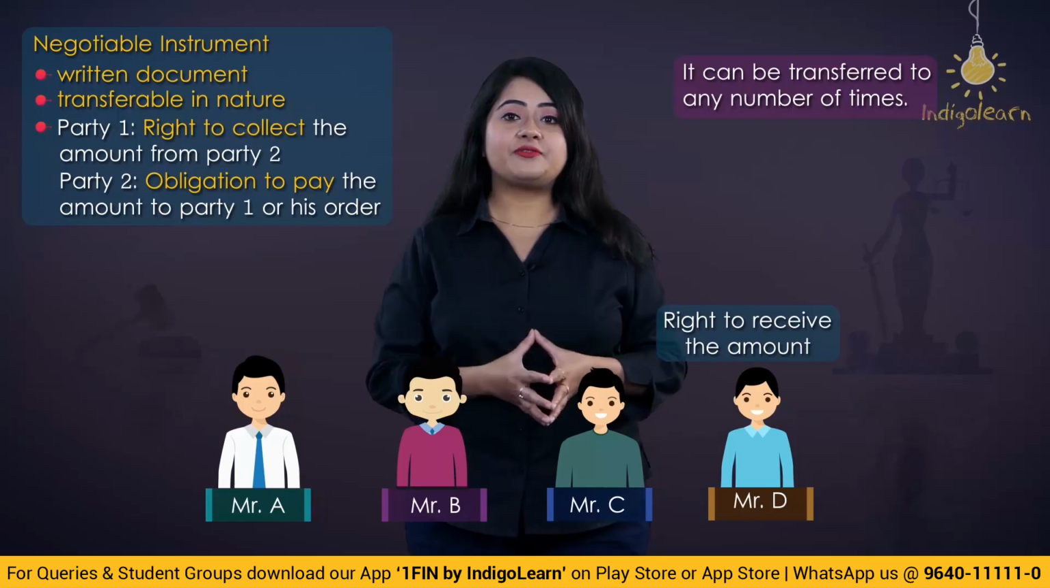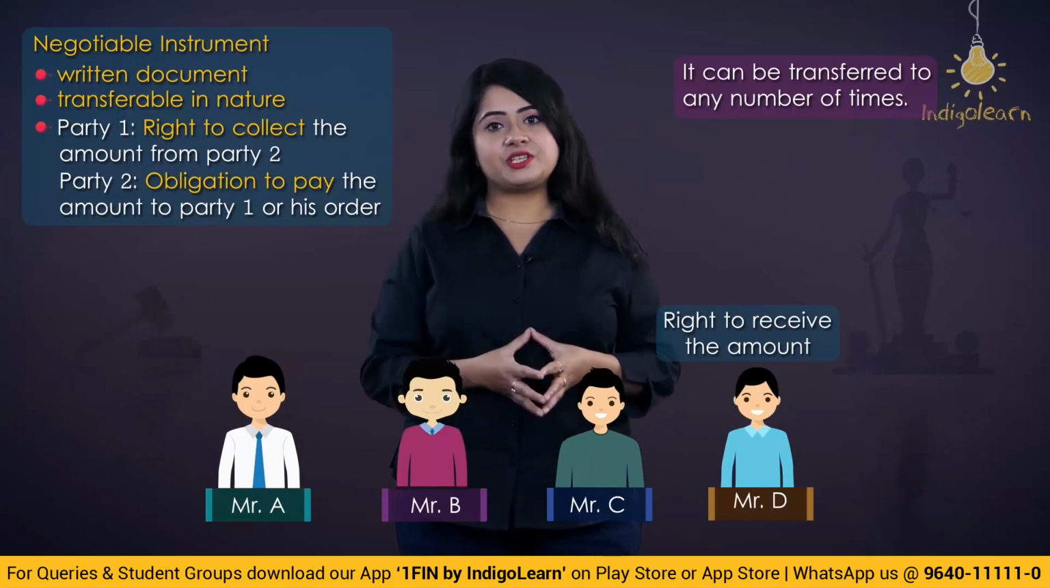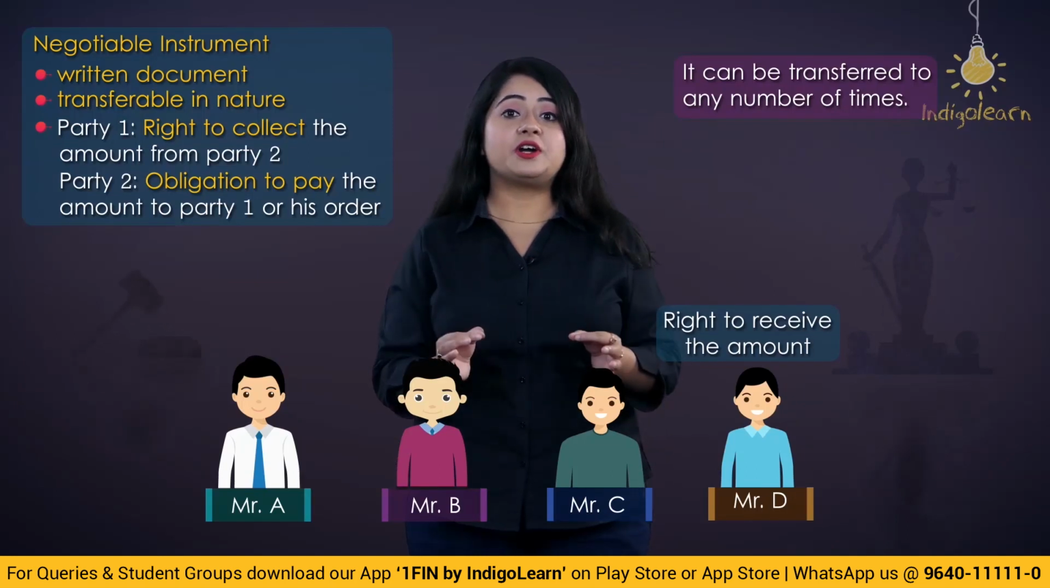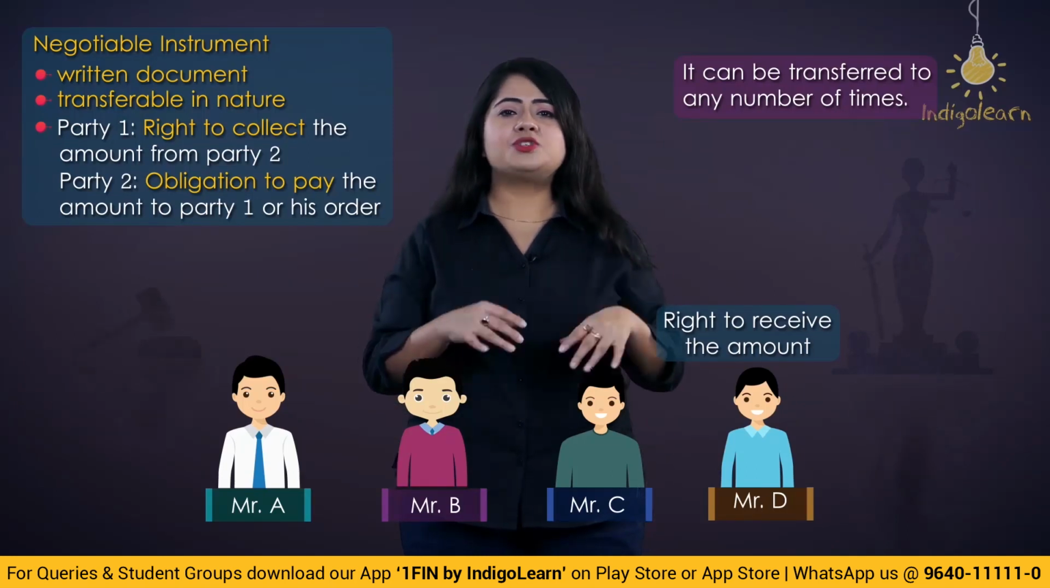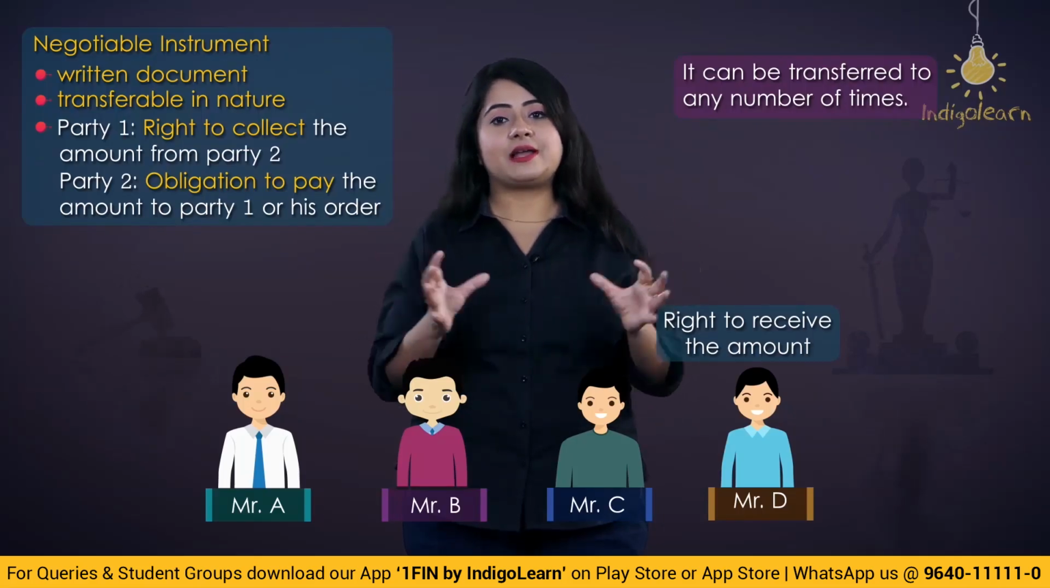So these are the three main features. It has to be in writing, then rights and obligations are created because of this instrument, and this can be transferred from one person to another and to many different people in fact. So basically it can be transferred an infinite number of times.